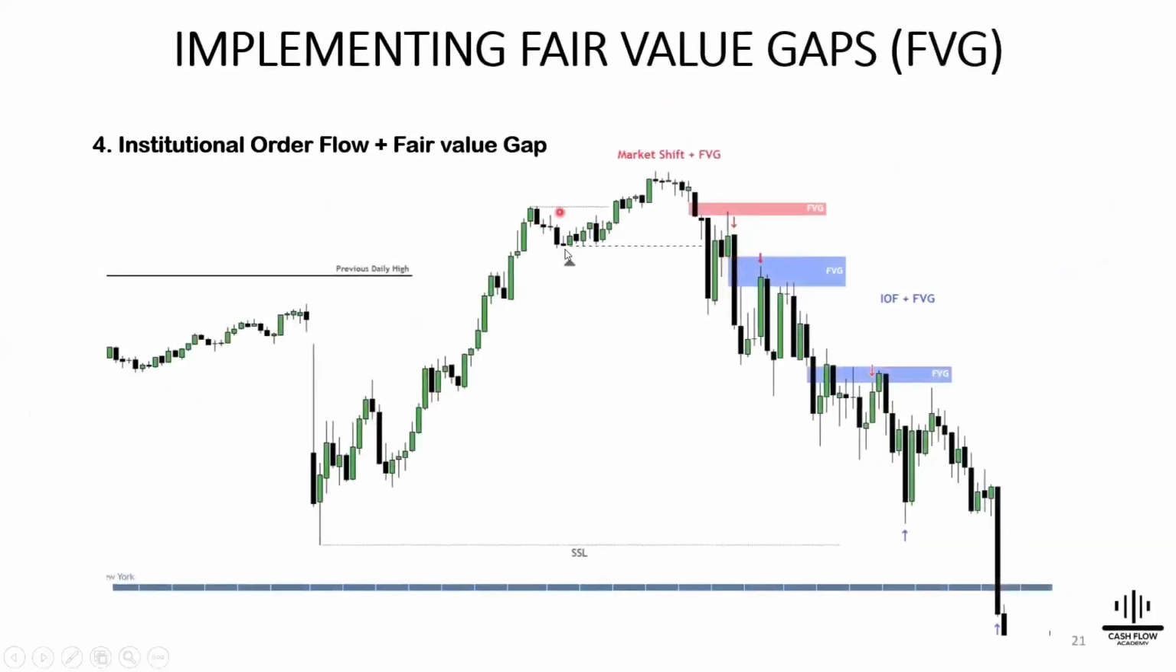All right, so here's an example. You can see there's a market shift here, and then plus the fair value gap. So this is where initially you'll be entering. So if you miss this trade, you can enter on the next fair value gap that has been formed. So you can be entering here.